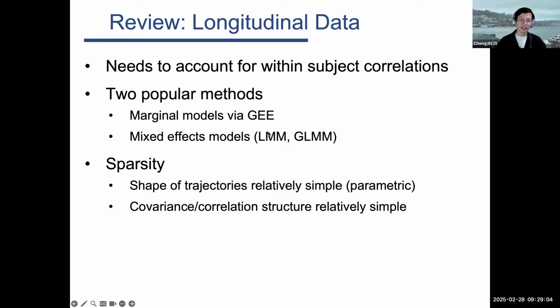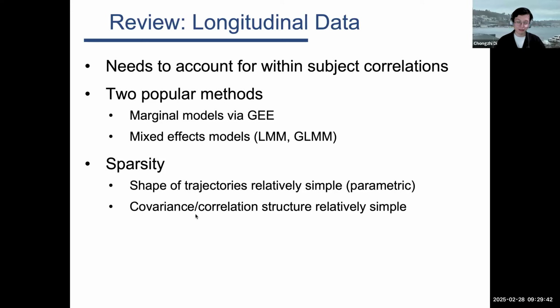And the other approach is using random effects to account for the correlation. So it can be linear mixed effects models or generalized mixed effects models. But for both approaches, a common theme is that the shape of trajectories is typically relatively simple. What I mean by that is, because the data are sparse, typically we can assume linear trajectories, right? Or sometimes you can also throw in a quadratic term to allow some sort of non-linearity, but we probably only use a few parameters to describe the trajectory.